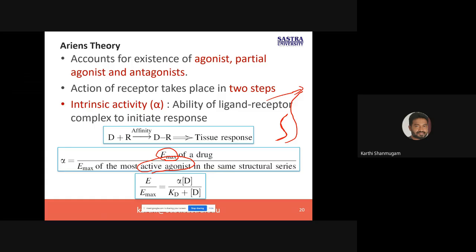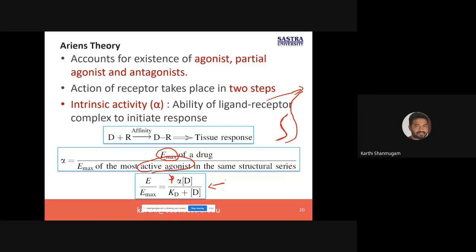So that's the formula for calculating. E by Emax is equal to, if we cut this term, this equation is the same as given by Clark. Do you agree? E by Emax is equal to the total concentration of the drug molecule over Kd plus the total concentration of the drug molecule. Am I right? The only difference in his theory is very simple. He included this term alpha, and he called this alpha the intrinsic activity. Is it understandable?